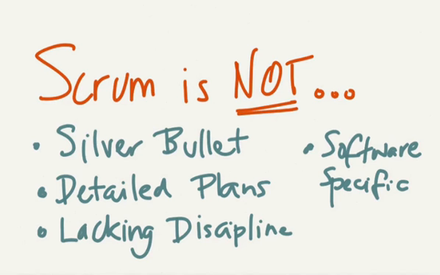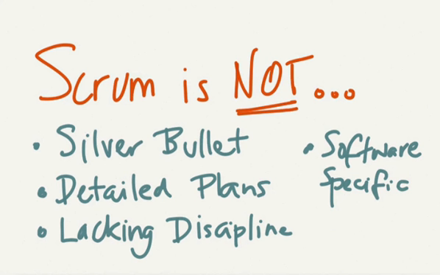Scrum is not a silver bullet. By adopting Scrum, we do not automatically produce wonderful software. It does make our lives much easier, but it's not a foregone conclusion. Scrum is not detailed plans. You will not get a list of processes from Scrum. You'll get a list of constraints and a detailed list of activities which Scrum suggests that we abide by.